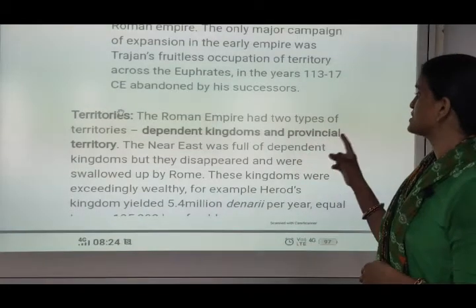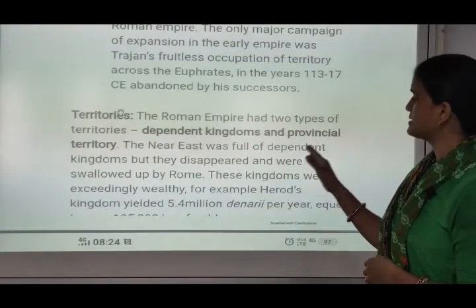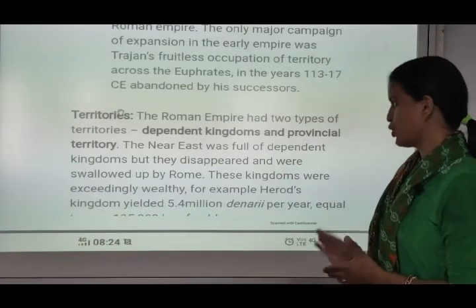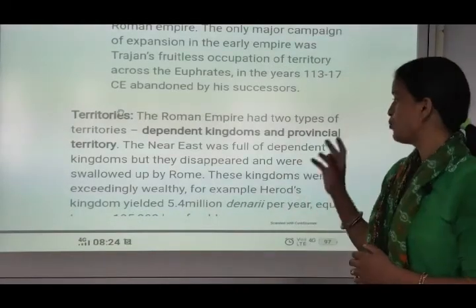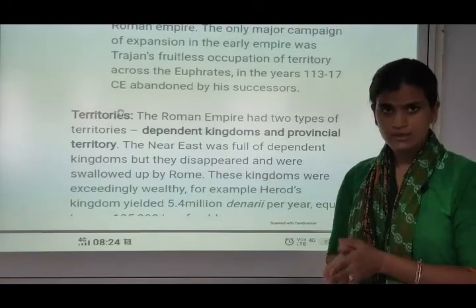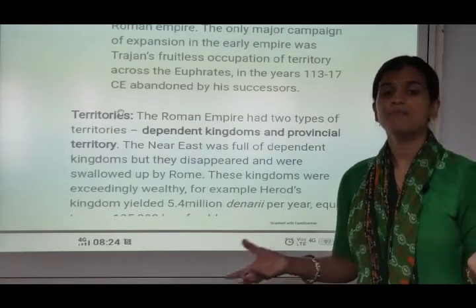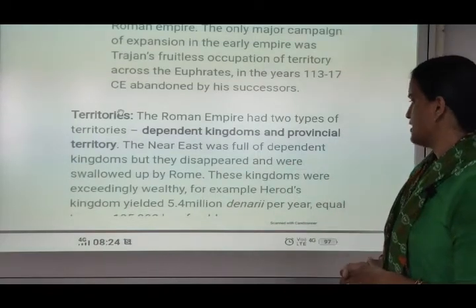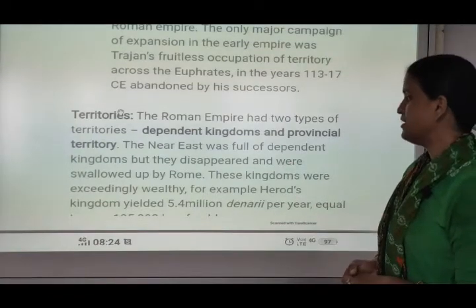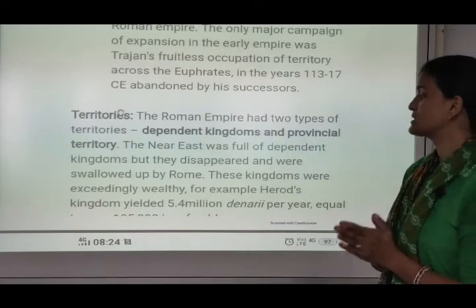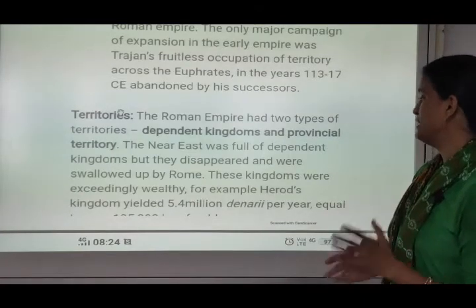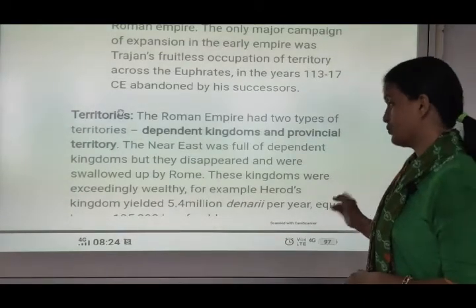The Near East was full of dependent kingdoms, but they disappeared and were swallowed up by Rome. So the eastern portion was full of dependent kingdoms, but what happened? They disappeared and were absorbed by Rome. These kingdoms were exceedingly wealthy. For example, Herod's kingdom yielded 5.4 million denarii per year.